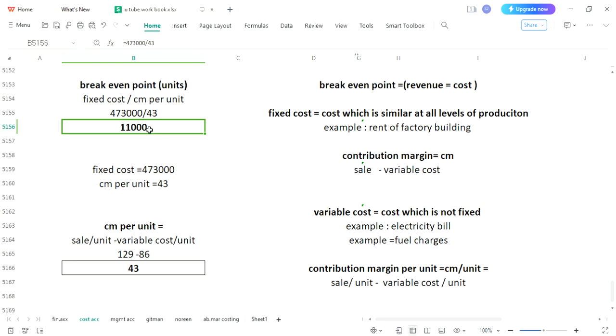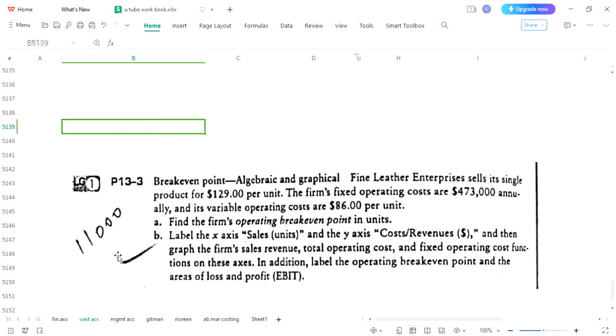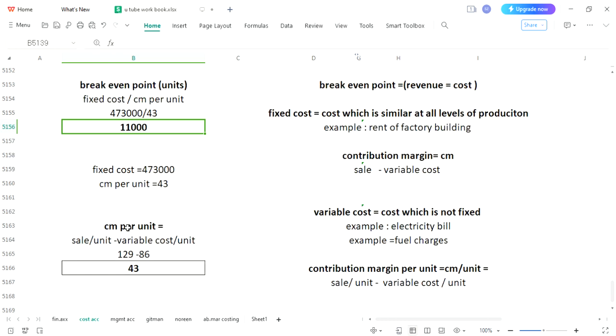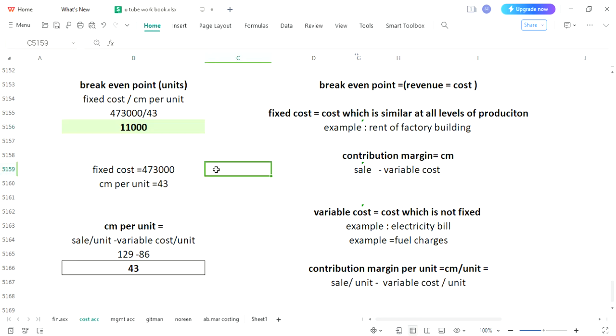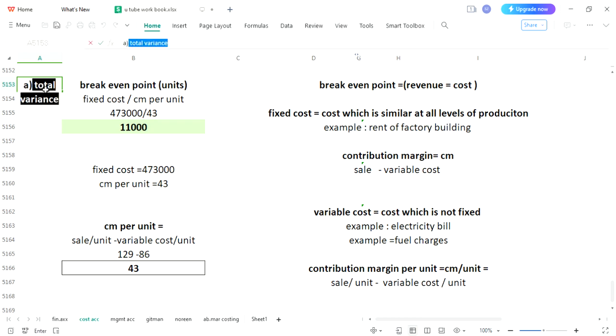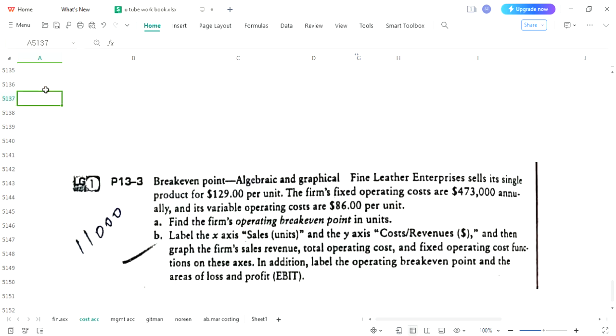Let's go back to the question. The handwritten answer is also mentioned as 11,000, and our answer is also 11,000. In this way, our first part has been completed. Let's mark it as completed. So this was your point number A, and we were calculating point A.